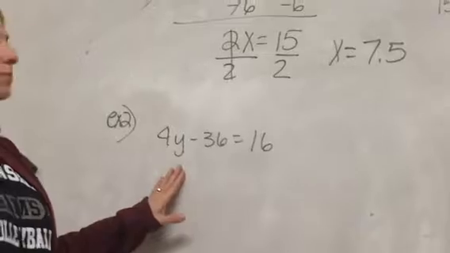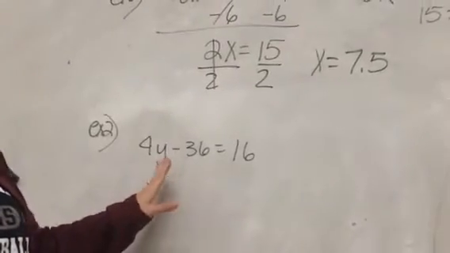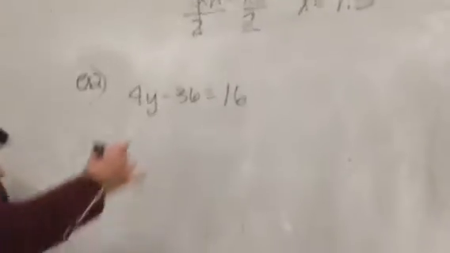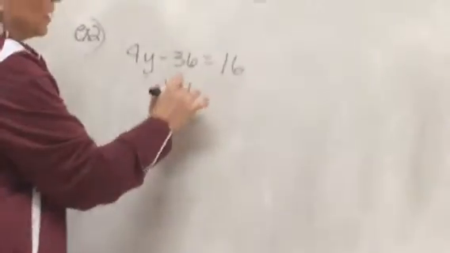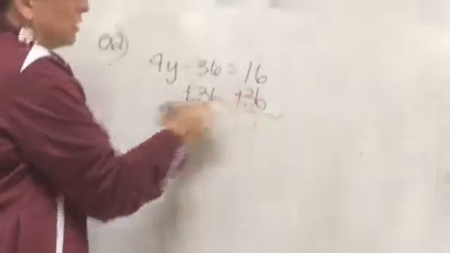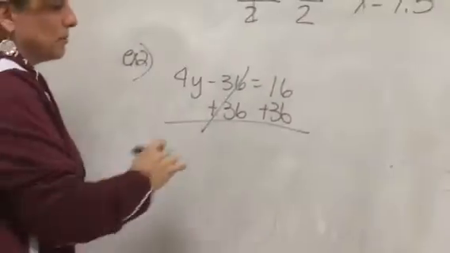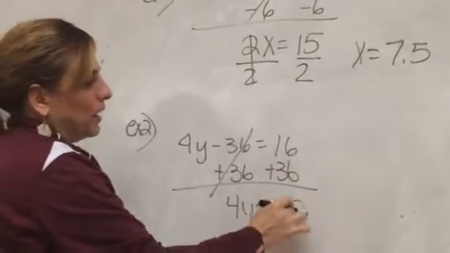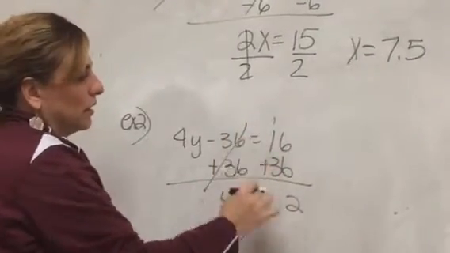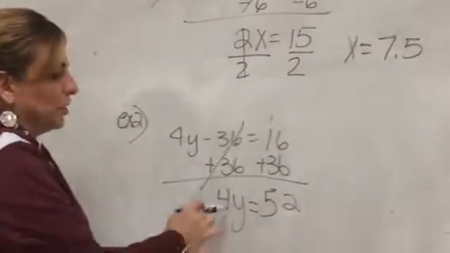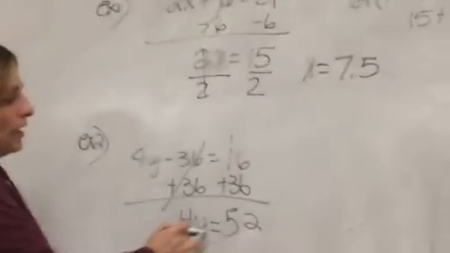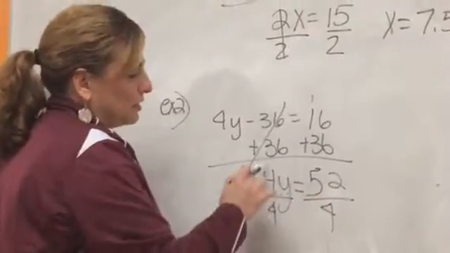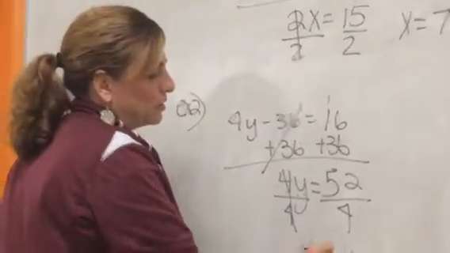What do we have to do to get 4y by itself? We have to get rid of the 36, so we're going to do the inverse operation. Add 36 to both sides, so that will cancel. We're left with 4y. When you add 36 and 16, you get 52. 4 is multiplied by y, so let's do the inverse operation to get that by itself. That's division. y equals 13.